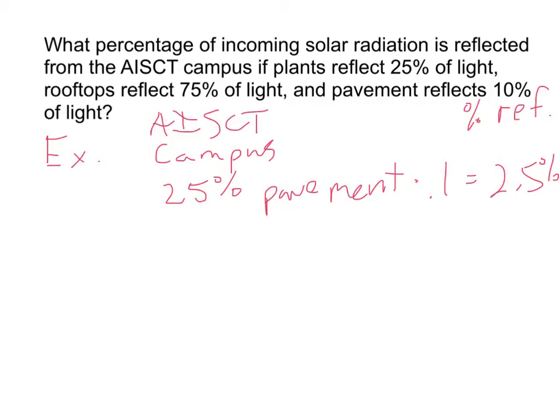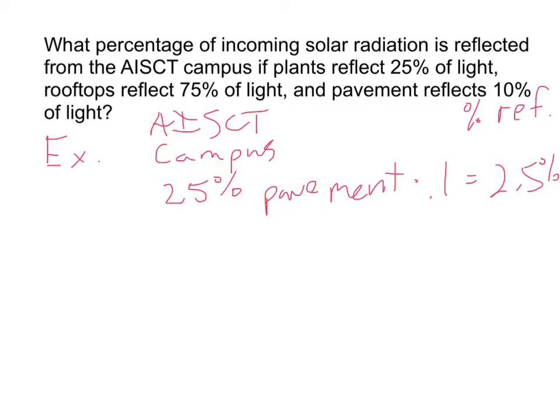Basically what you're going to do is take the percentage of the AISCT campus that is one type of surface. Our example here is saying that the AISCT campus is 25% pavement. Now this is just an example, this is not an actual calculation. Your answers will vary. So in order to figure out what percentage of our incoming solar radiation is reflected, we're going to take the AISCT campus percentage and multiply that by the amount of light that pavement reflects, which is 10%, or in other words, 0.1.